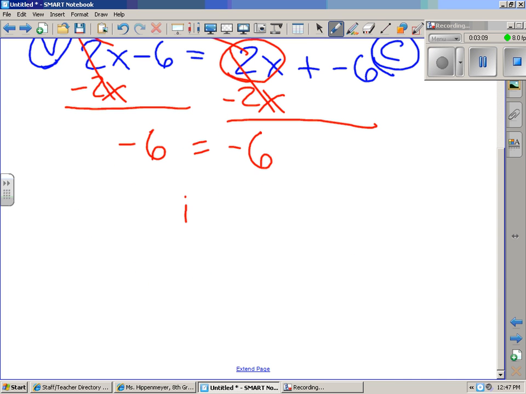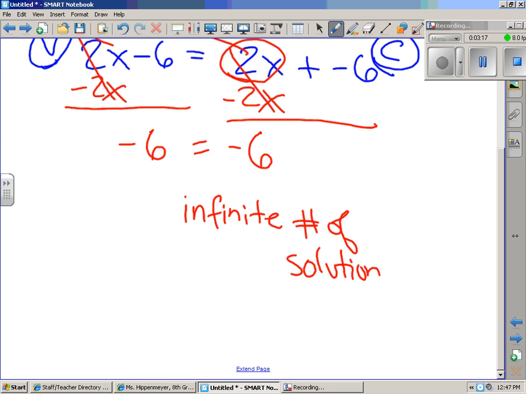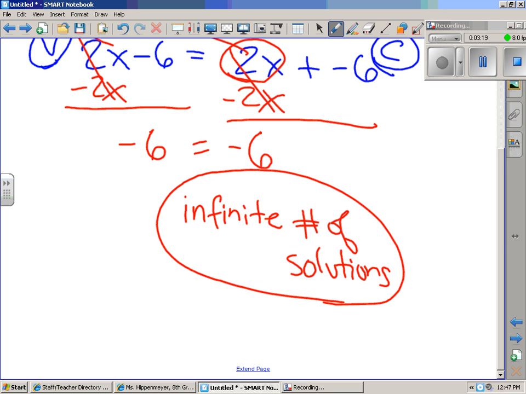So since negative 6 equals negative 6, that means that this problem has an infinite number of solutions. And these two lines must be the same line. All right, number 5.